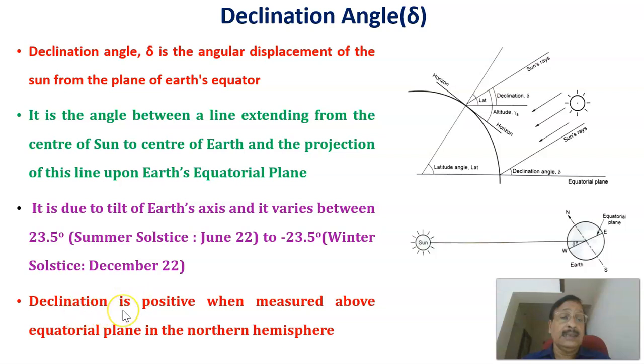Declination will be varying with the month, with the season. The declination angle is positive when measured above the equatorial plane in the northern hemisphere. Otherwise it is negative. Therefore, the declination angle will vary as months change, and it is 23.5 during June 22nd and minus 23.5 during December 22nd.